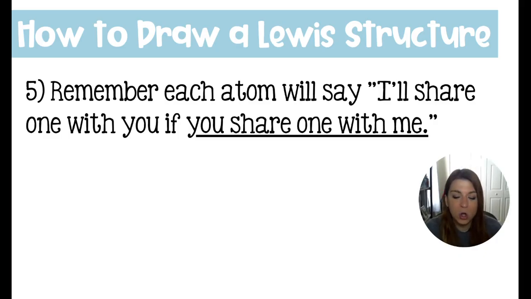There is something called a coordinate covalent bond where one atom does all the sharing and the other atom does not. We're not talking about that here. In this video, in high school level chemistry, we are talking about fair sharing. I'll share 1 with you if you share 1 with me.